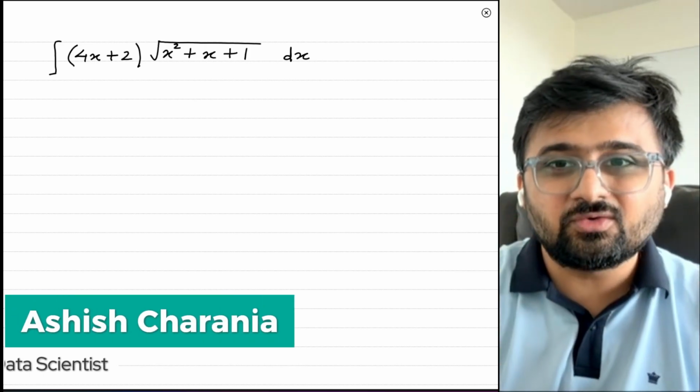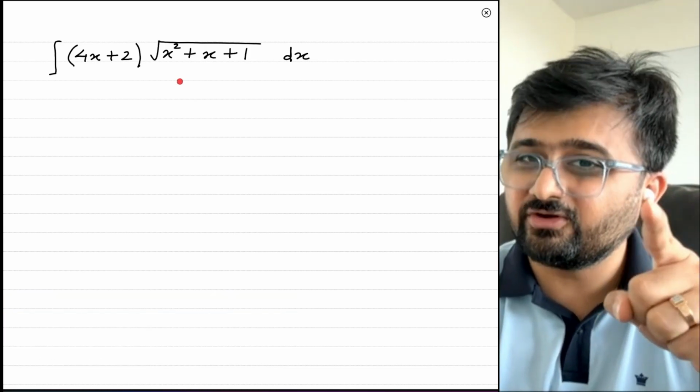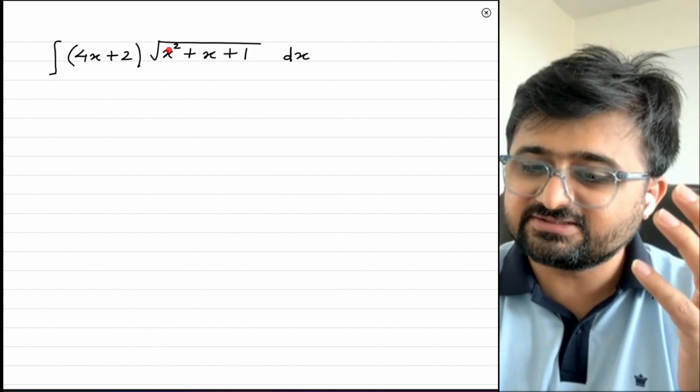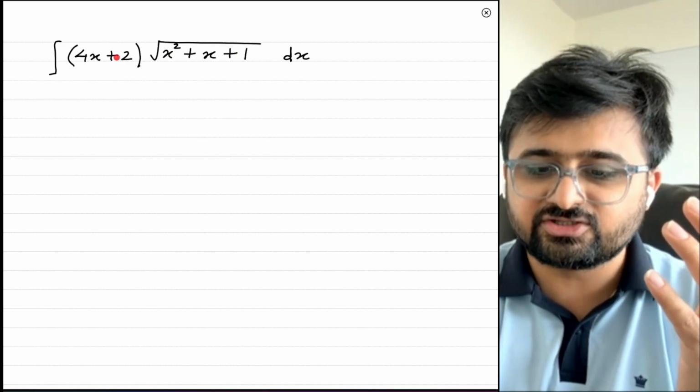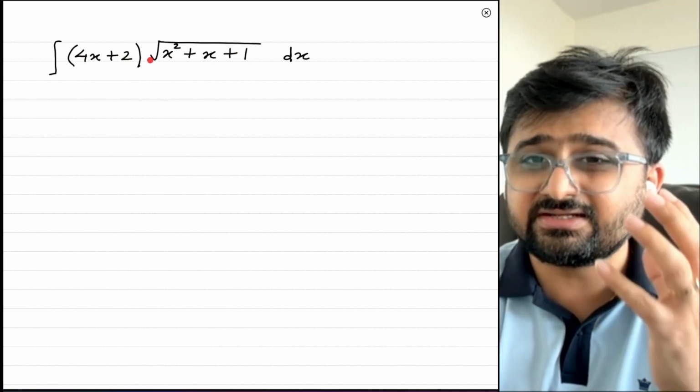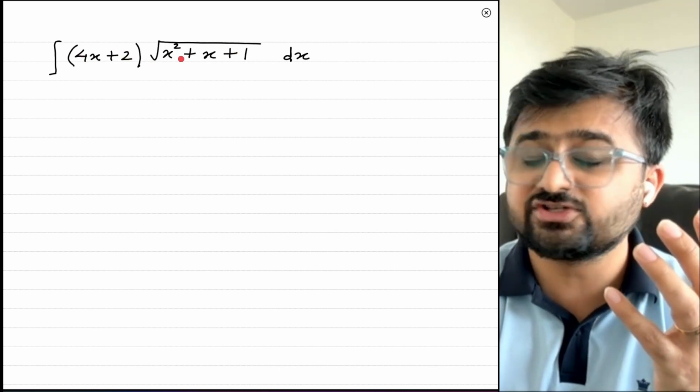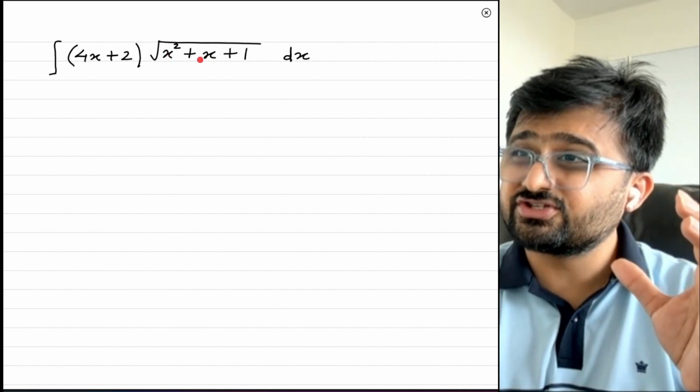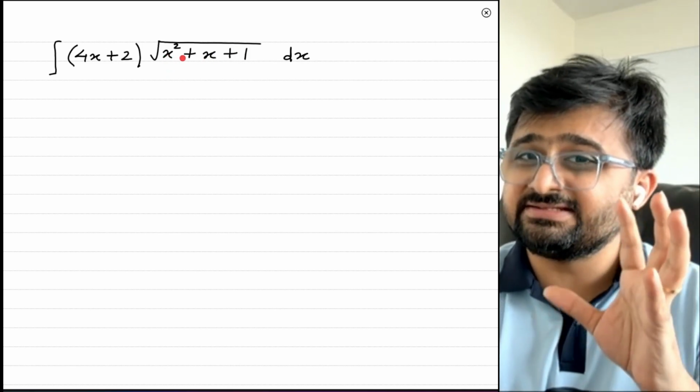Most of the students overcomplicate this question in the exams. Don't be one of them. If you notice this carefully, there is a square root of a quadratic function and there is a linear function out. Okay, that tells you that this is a function within a function. So that tells you that this inner function is most likely what you'll have to put equal to u.